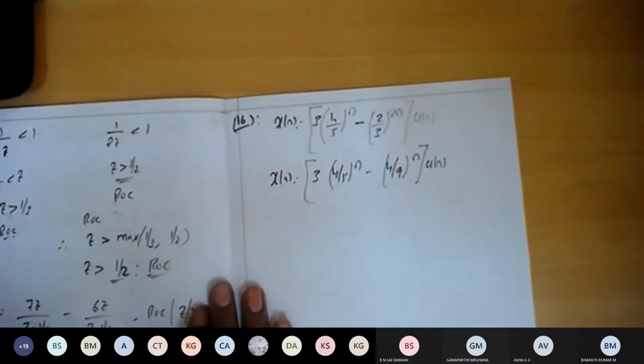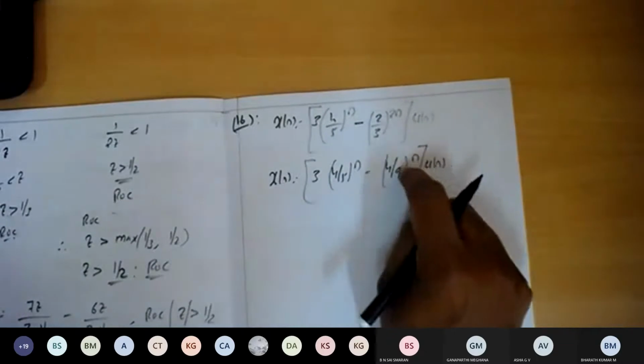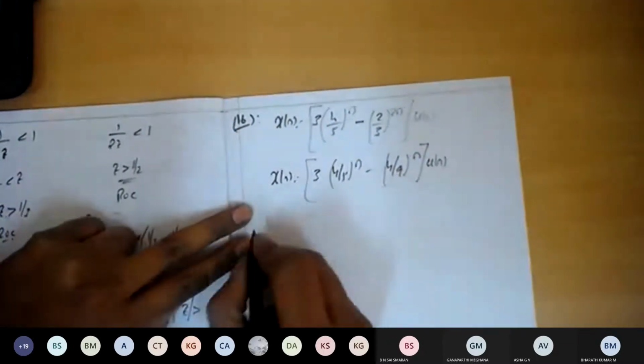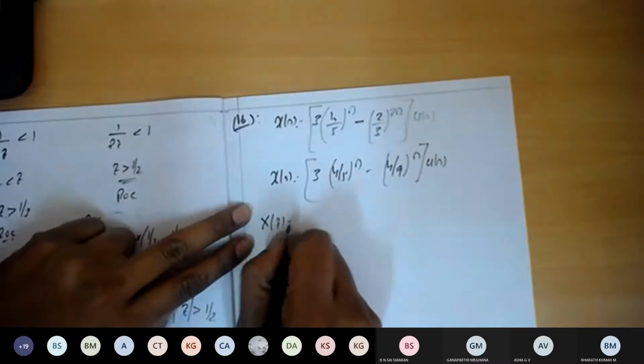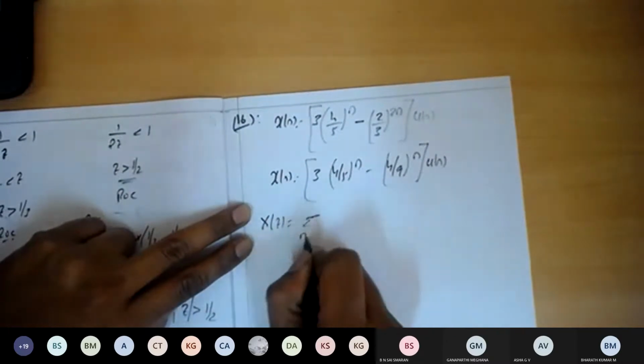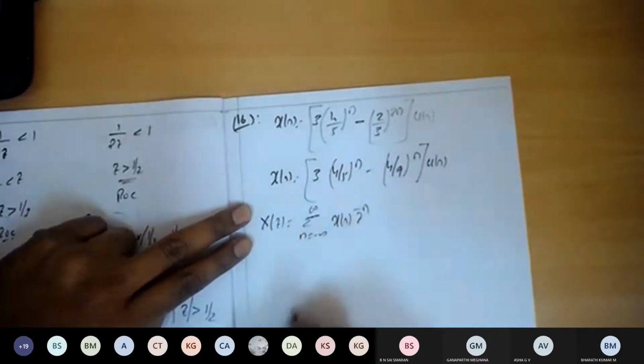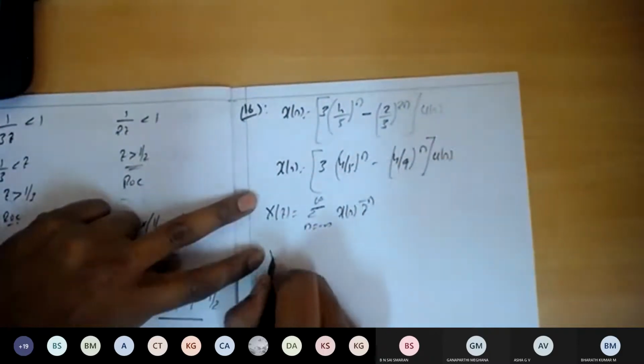Okay. So this is the u of n, the square is we can write here, and we can evaluate this one similar to the previous problem. So I'm going to write the Z transform for this one. It is summation n is equal to minus infinity to plus infinity x of n into z to the power of minus n. Let us substitute for the x of n here.